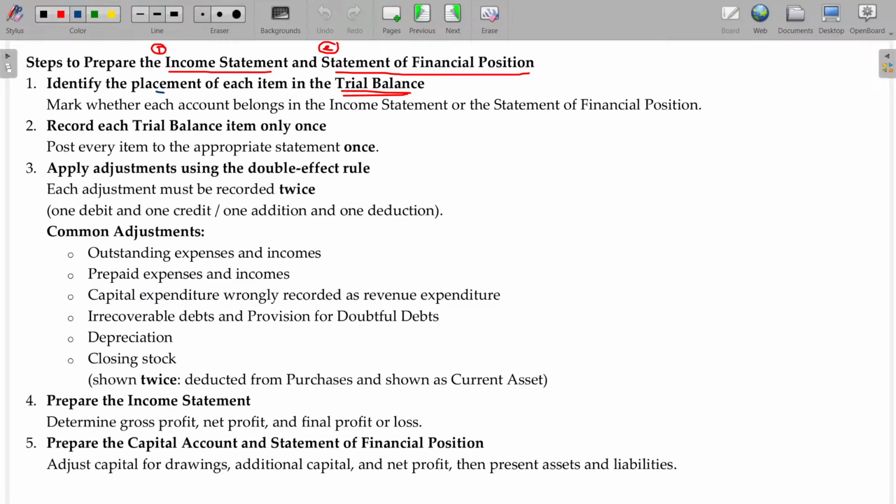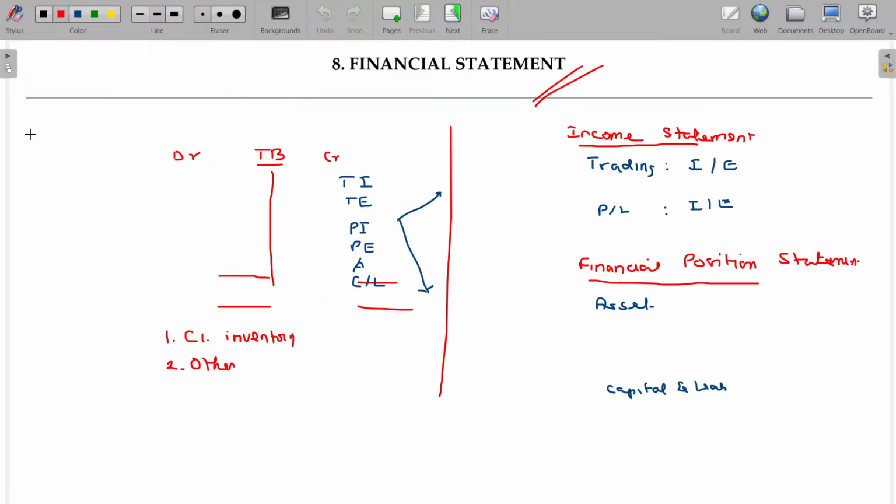So identify the placement of each item in the trial balance, and mark whether each account belongs in the income statement or the statement of financial position. The items given in the trial balance should be recorded only once, either posted in the income statement or the financial statement. Okay, because the entry is already over. All the values recorded here will be posted only once.